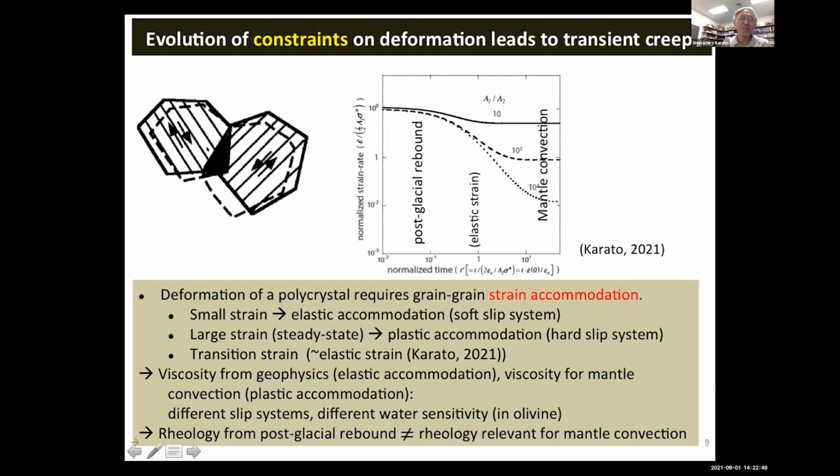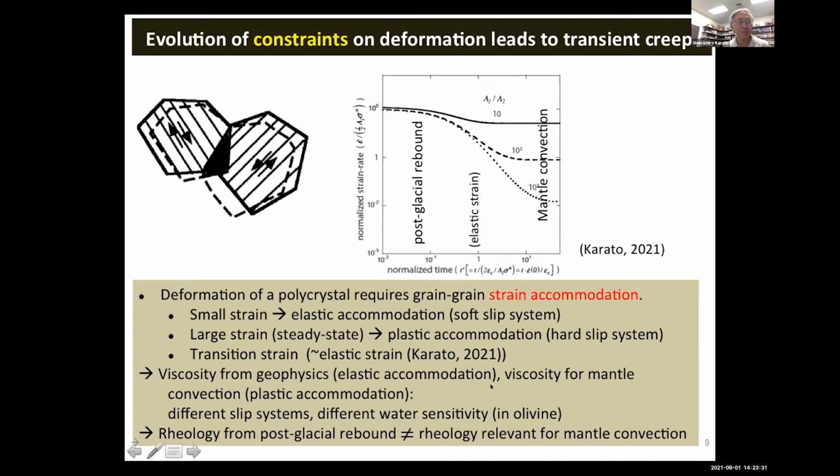However, if you do this analysis, you can calculate the threshold strain for the transition from transient to steady state deformation. Based on the simple theory, you can predict the critical strain is roughly on the order of the elastic strain. If strain is smaller than elastic strain, like in post-glacial rebound, deformation is controlled by the soft, easy slip system in your mineral. If deformation is steady state, deformation is controlled by the hard slip system.